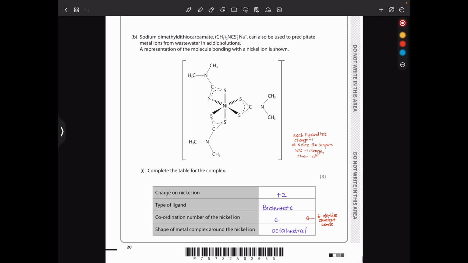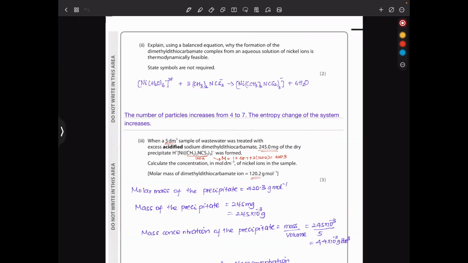So they say complete the table. Charge on the ion is +2. The type of ligands, like we've already said, bidentate. Coordination number is 6, and the shape is octahedral. Then they say explain using a balanced equation why the formation of that dimethyl dithiocarbamate complex from an aqueous solution of nickel ion is thermodynamically feasible. State symbols are not required.